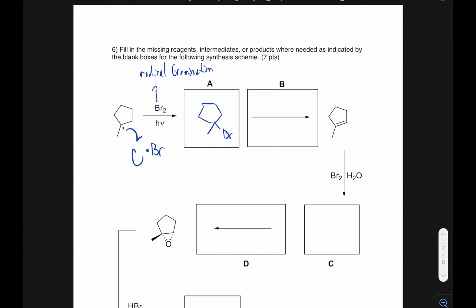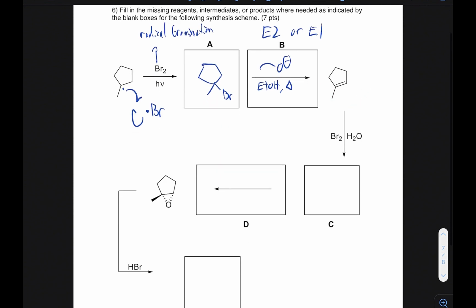And so for B, we have A here, we have an alkene, right? This is pretty clear we're doing an elimination, and we can do E2 or E1. So let's just do E2. Let's just do some simple alkoxide, a strong base, polar protic solvent, and heat. Very easy for that. Bromine eliminates from an adjacent hydrogen, and we're forming our alkene. So next up, we're doing this halohydrin formation.